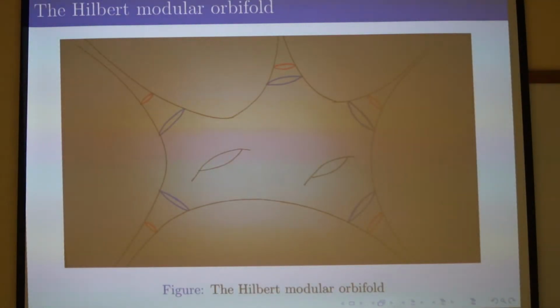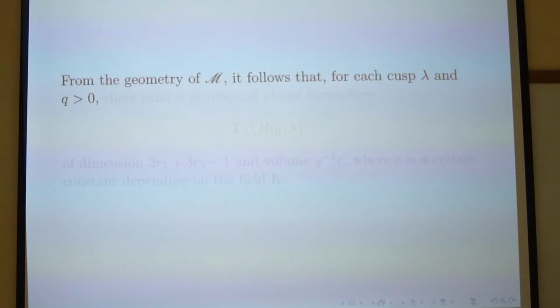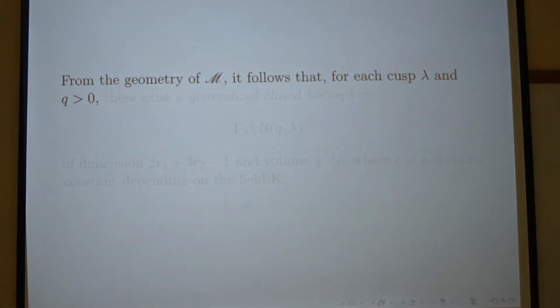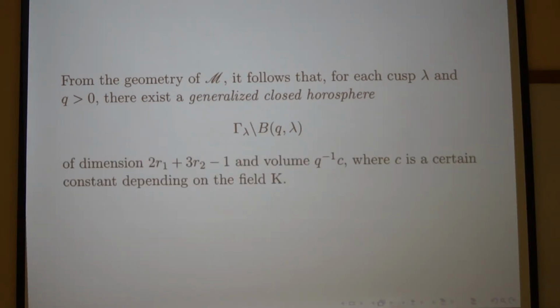Therefore, we have an orbifold which has a finite number of ends or cusps, and also from the geometry of the Hilbert modular orbifold, it follows that for each cusp and each real number bigger than 1, we have a generalized closed horosphere, which is essentially a transversal section to the cusps, and therefore it's of codimension 1.